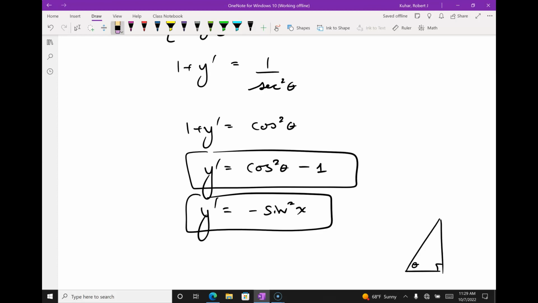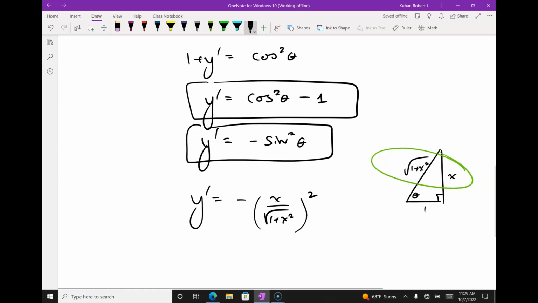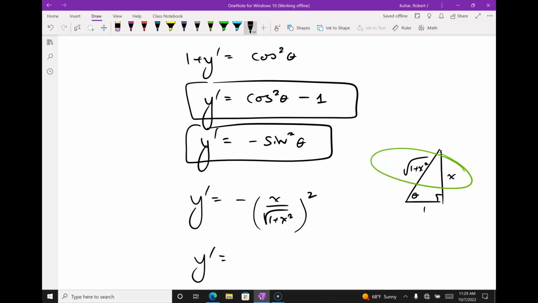Oh, this is sine squared theta, sorry. And what do I have here? I have x, I had 1, I had square root of 1 plus x squared. My ratio for sine is using these two sides. So I get y prime equals the opposite of x over square root of 1 plus x squared, quantity squared, right? Because it's sine squared. So y prime is the opposite of x squared over 1 plus x squared.